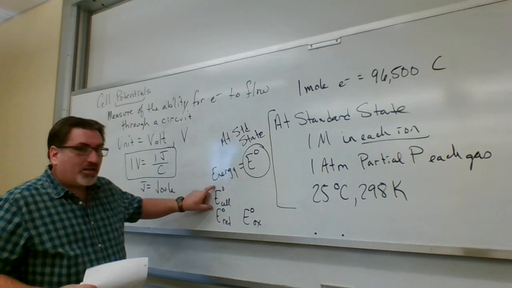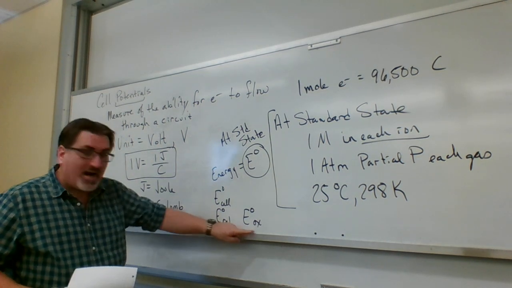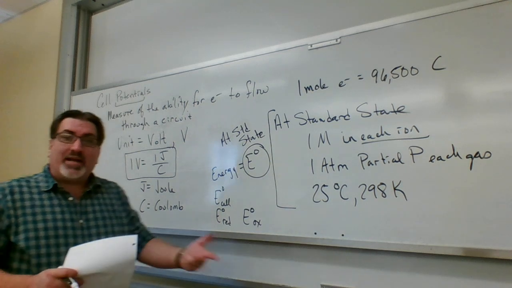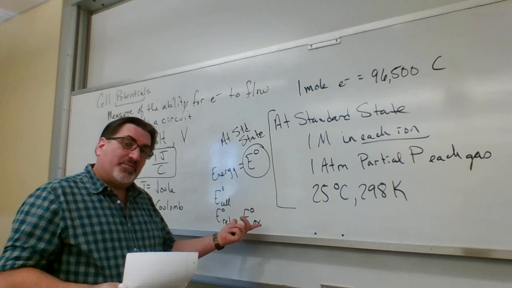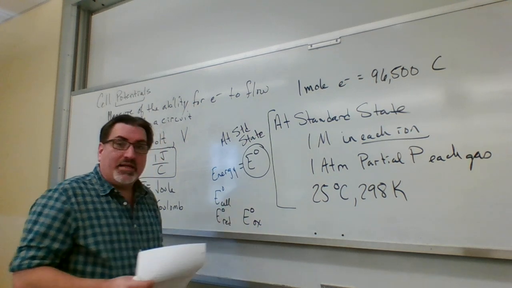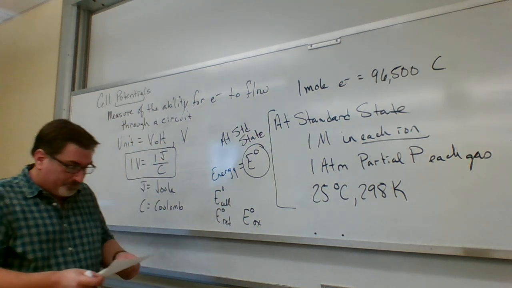So cell means the whole thing. Red and ox mean the individual parts. Each one has a standard potential. Okay. And we're going to see how, if we know the standard potential of red and ox, we can calculate E0 for the entire cell. Okay.